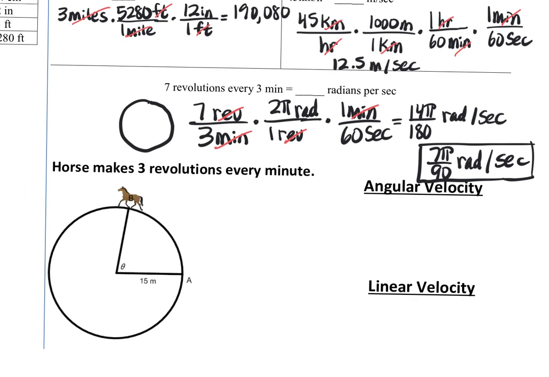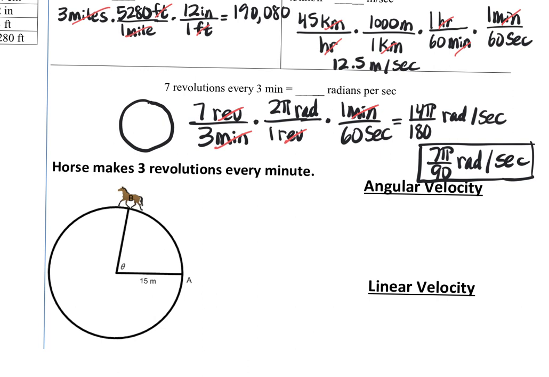All right, so here we have a horse making 3 revolutions every minute. He's like in a stable, on a little post here, and he's going round and round this circle. So we want to know the angular velocity of this horse and the linear velocity.